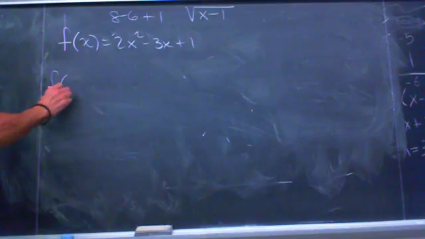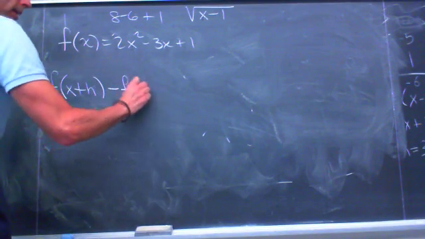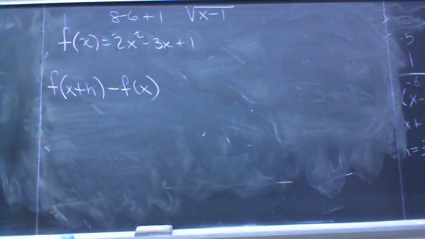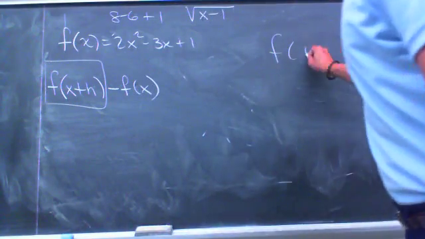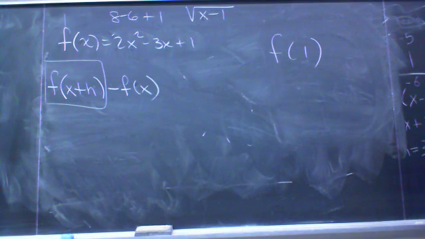F of x plus h minus f at x. Do you understand what that means notationally? Can somebody explain to me what this means? When you see f at x plus h, what does that mean to you? I mean, what would you do? What does that mean to do? For x. Right. So you plug in x plus h.